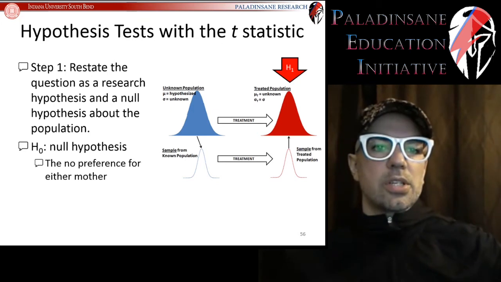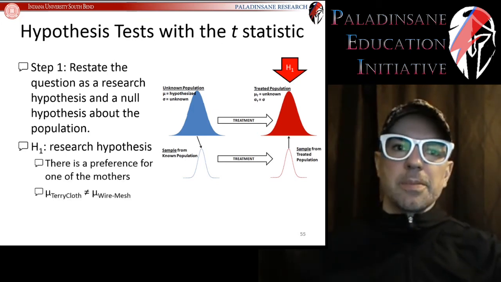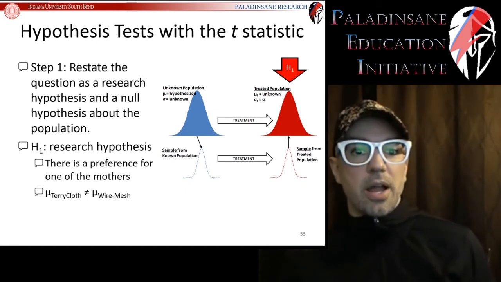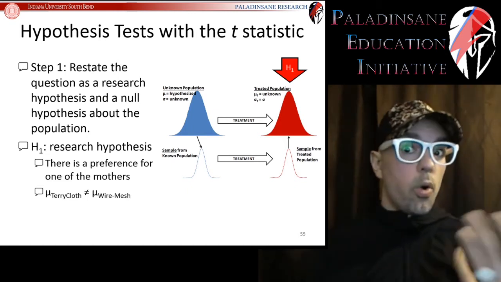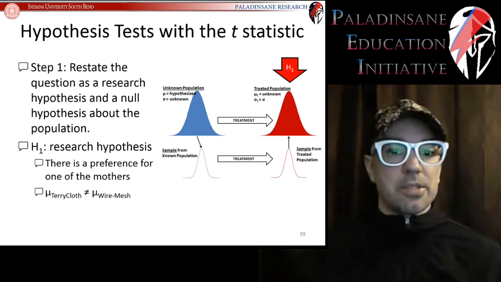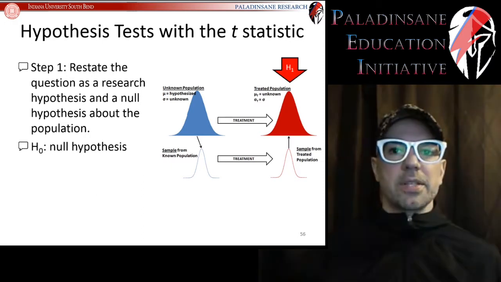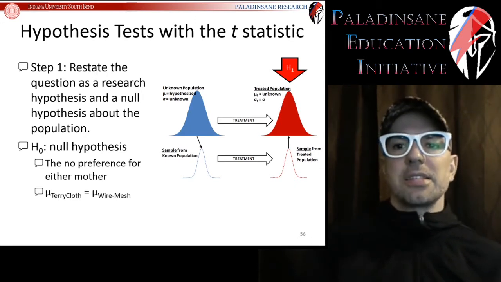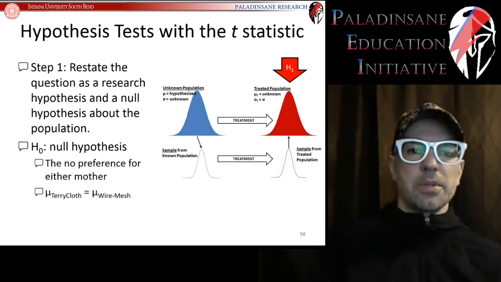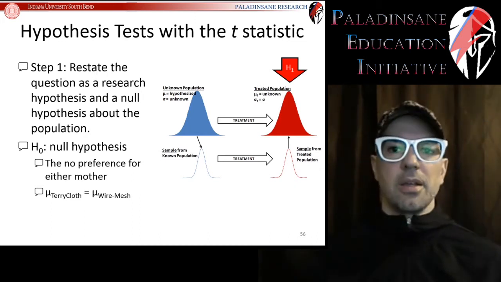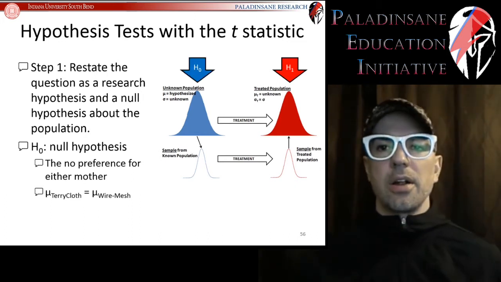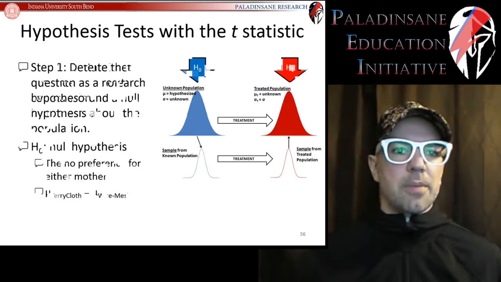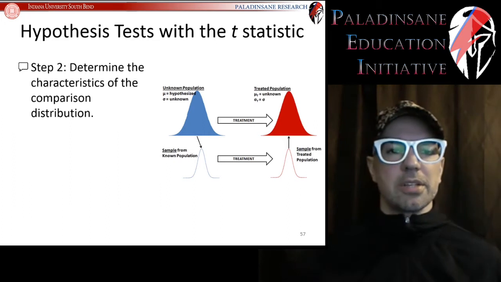So once again, the research hypothesis: there is a preference, meaning that the time spent with the terry cloth mother does not equal the time spent with the wire mesh mother, i.e. one of them gets more time, i.e. there is a preference. Or the null hypothesis: there's no preference for either mother, and both mothers get exactly the same time spent with them. The time spent with the terry cloth mother, same as the time spent with the wire mesh mother, and that's our untreated hypothesized population. Step number 2, determine the characteristics of the comparison distribution.